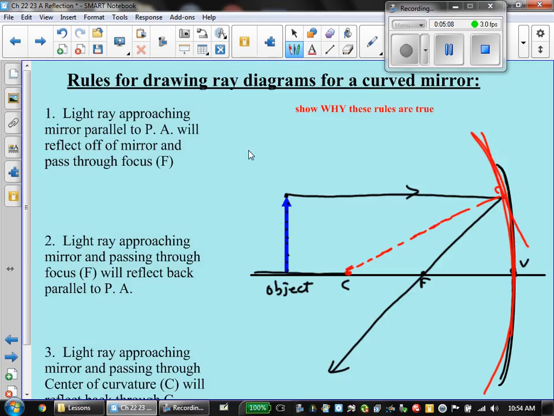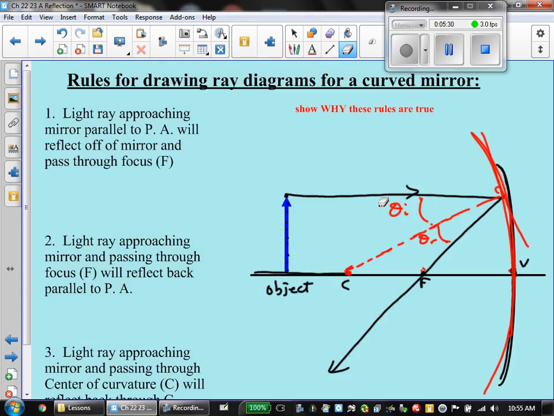So this goes back to our earlier study. A light ray comes in at an angle of incidence. It's going to strike the mirror and reflect out at the angle of reflection. Because these distances are halfway, these angles are halfway. So the first rule is really a consequence of the law of reflection. Again, you don't need to know that, but I'm just trying to show you where it came from.